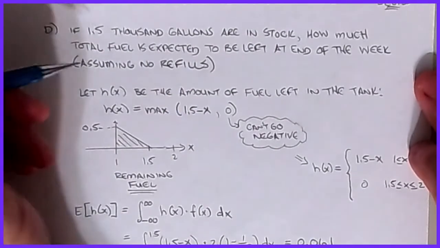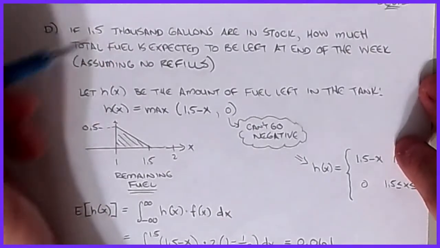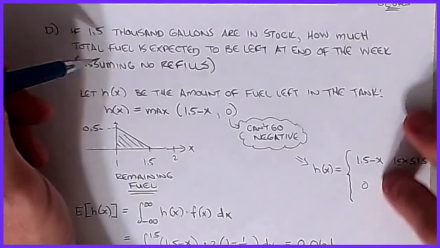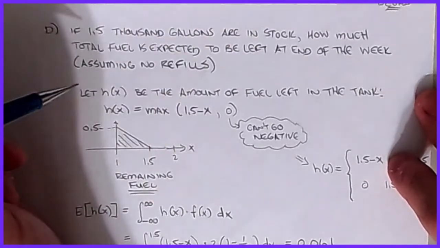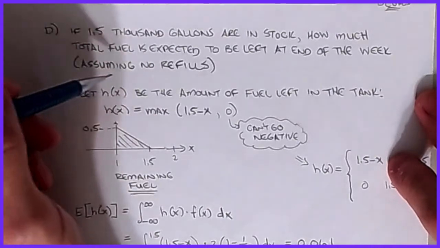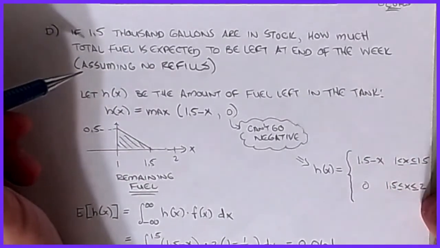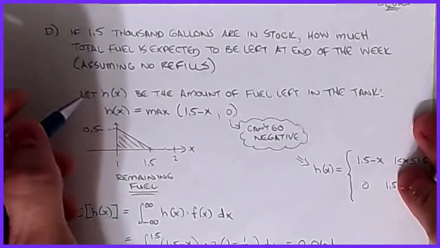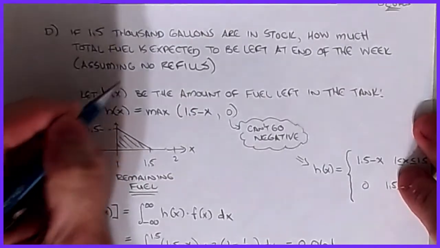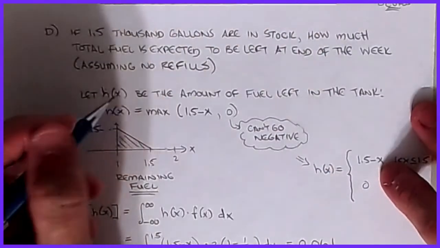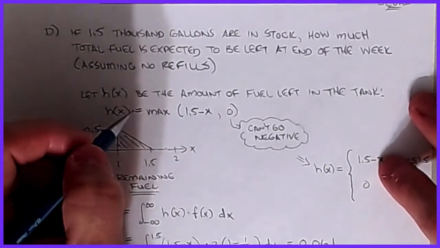Suppose that we have 1.5 thousand gallons, or 1,500 gallons, in stock. What we can do is ask how much total fuel is expected to be left at the end of the week. Again, we're going to assume that there are no refills, that the truck comes on Monday and it doesn't come again until Monday. So what we want to look at then is, let's define h of x as my function, because x is the demand, to be the amount of fuel left in the tank. So it's a function of the demand. Well, this demand curve is a little bit different, right?